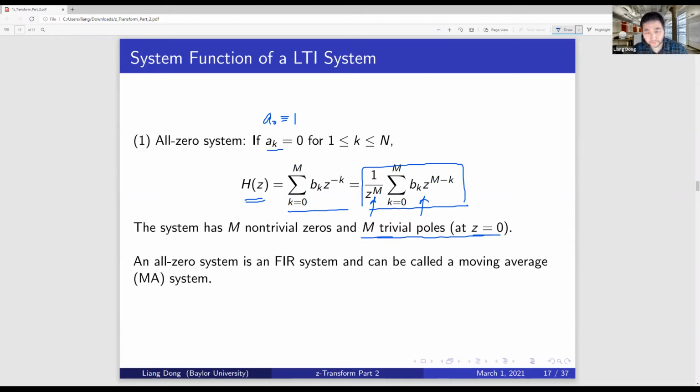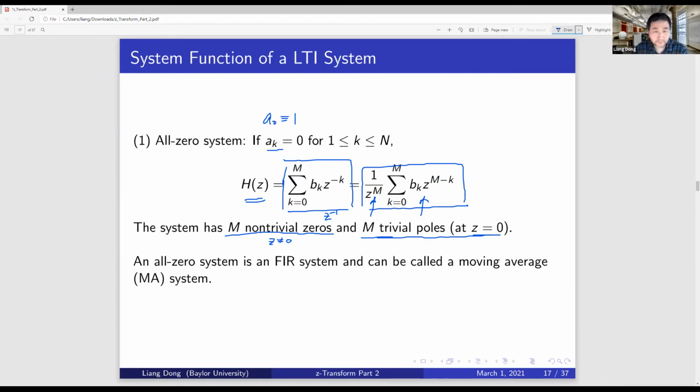But if you just look at this equation as a function of z to the power -1, we find that we have M non-trivial zeros, meaning those are the zeros not at the origin. This is an all-zero system. Well, all-zero system, what is that? That's a finite impulse response system, right? An all-zero system is a finite impulse response system.